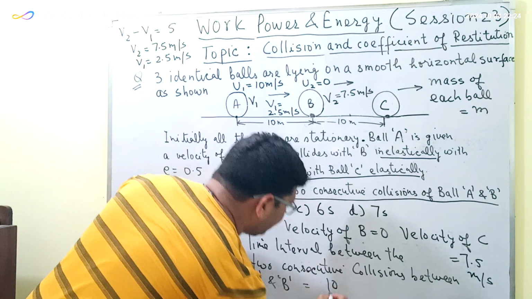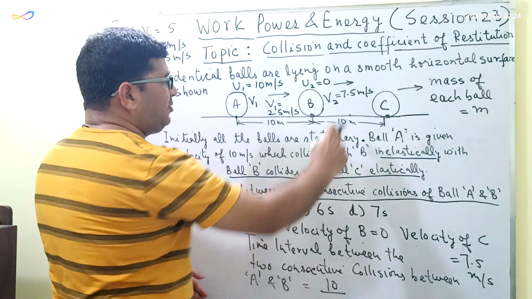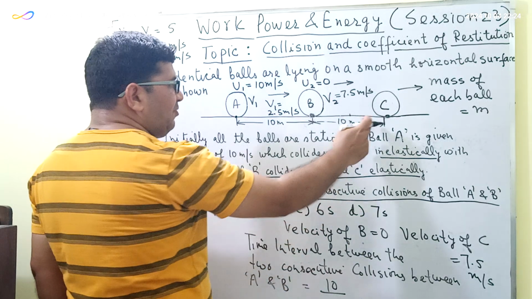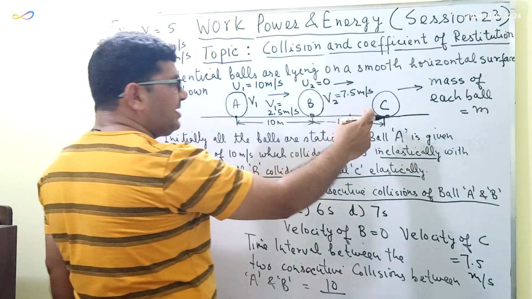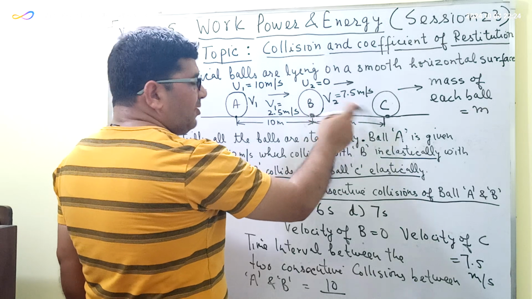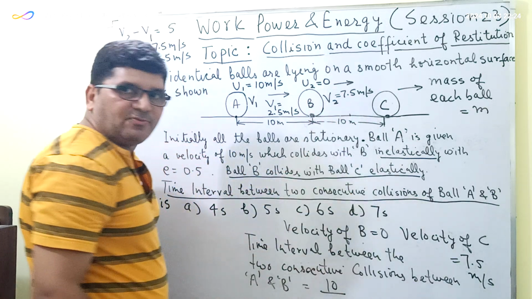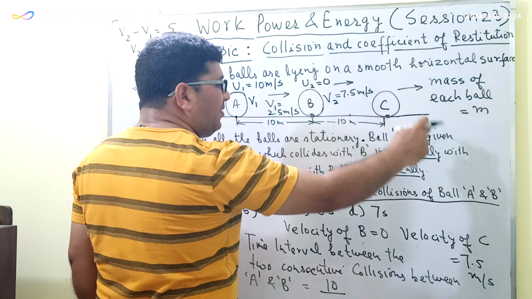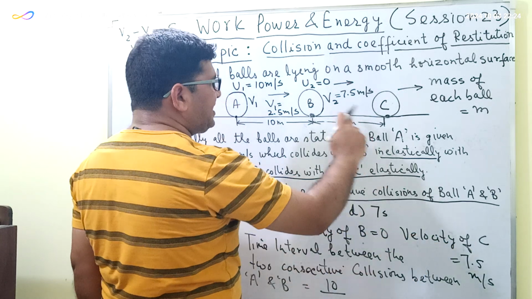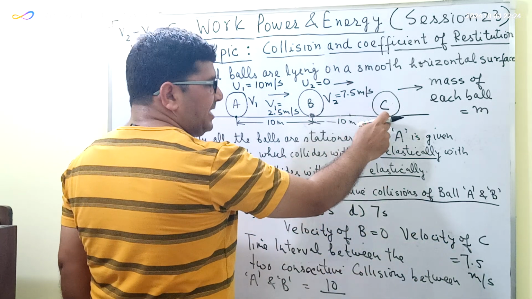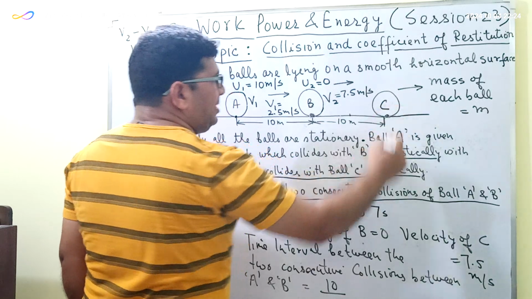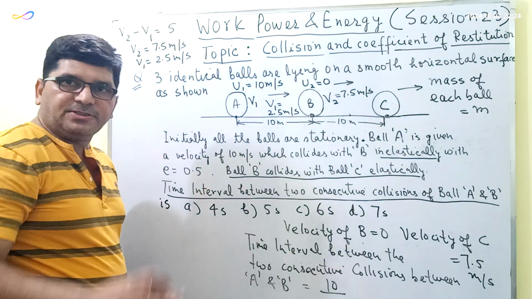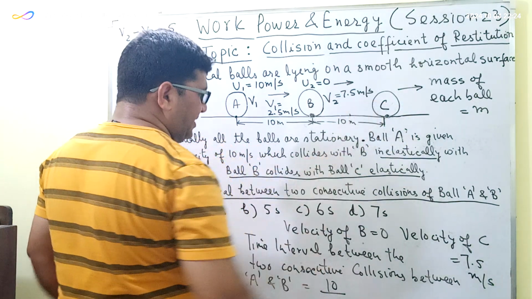So the distance which the ball A has to travel in order to collide with the ball B, which will be stationed at this point C because of the elastic collision. Because in the case of elastic collision, the velocities of these two colliding balls will interchange. So this ball C will move forward with the velocity of 7.5 meter per second, and the ball B will come to rest at this point C, at the point where the ball C was present.